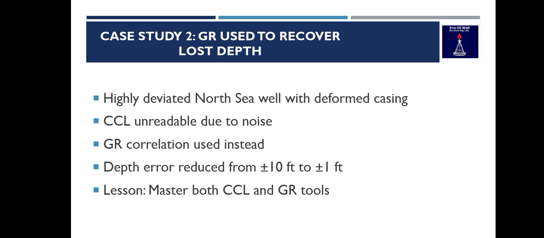We will go straight to case study number 2. Gamma ray recovers lost depth. In a highly deviated North Sea well, gamma ray restored depth accuracy from plus or minus 10 feet to 1 foot when CCL failed.